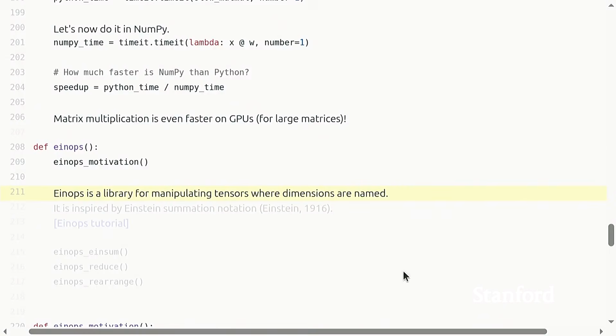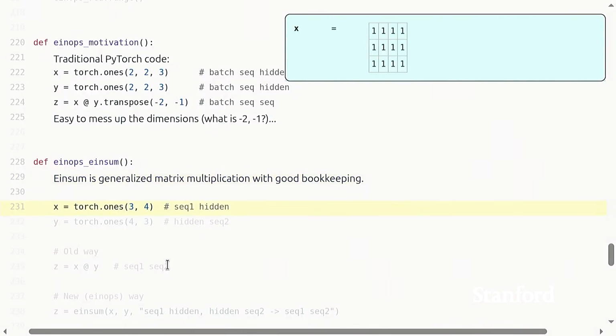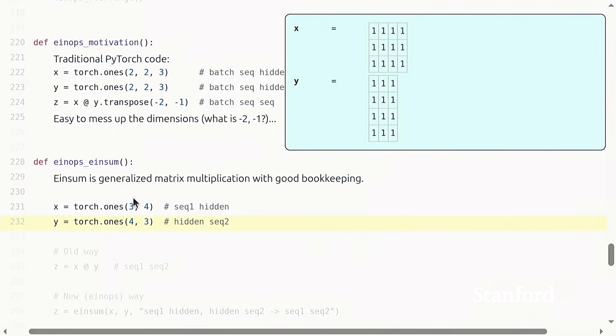So Einops is this library, just like NumPy is a library, for manipulating tensors where the dimensions are named. It's inspired, but not identical to Einstein summation notation. There's a nice tutorial which you can go through, but I'll just give you some of the basics. So the first function is einsum, and it's basically a generalized matrix multiplication with good bookkeeping, is what I refer to it as. So again, here's a simple example.